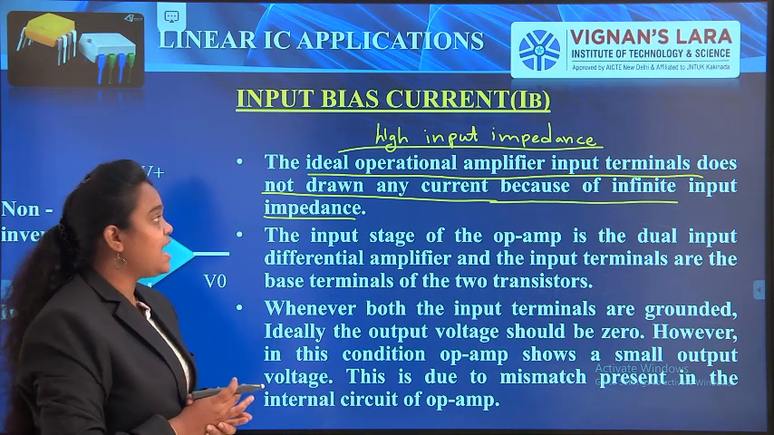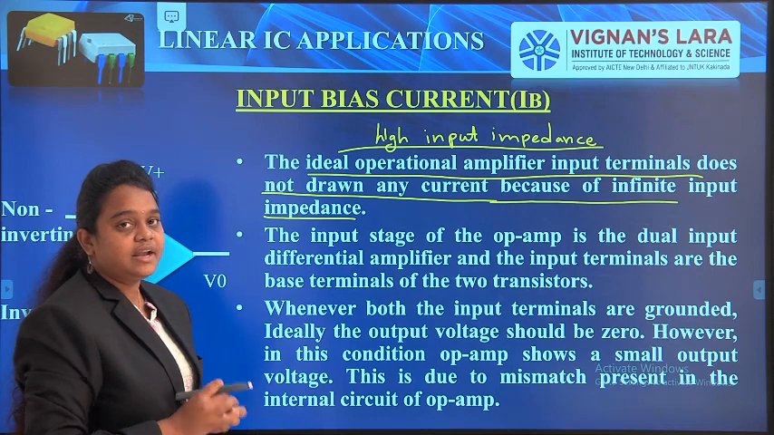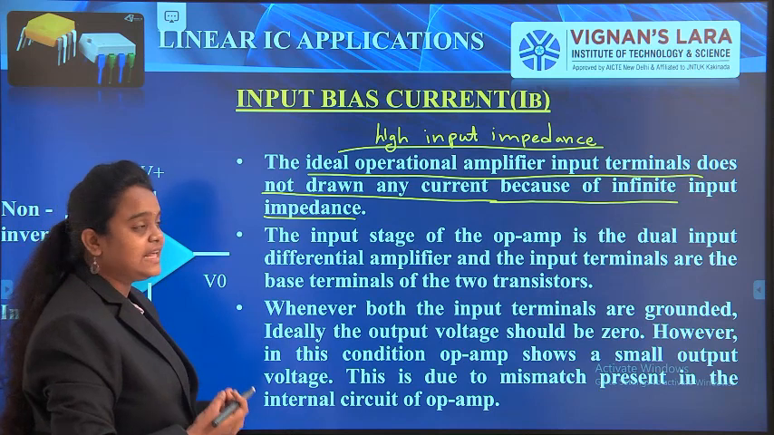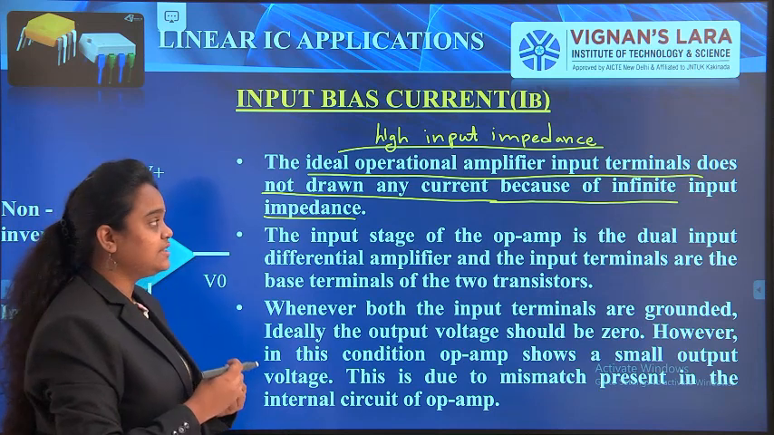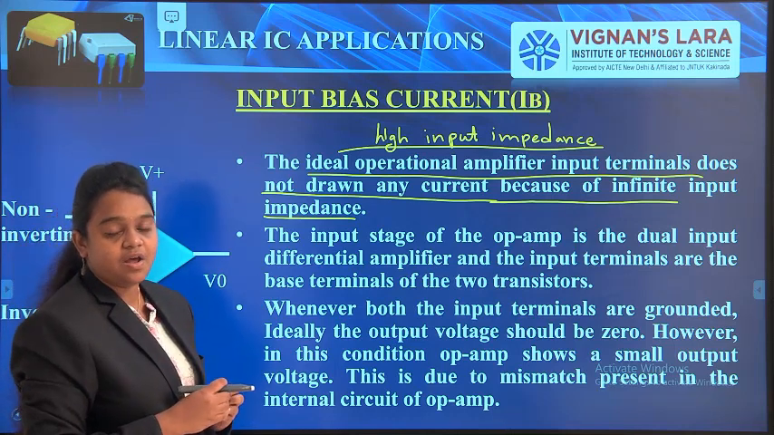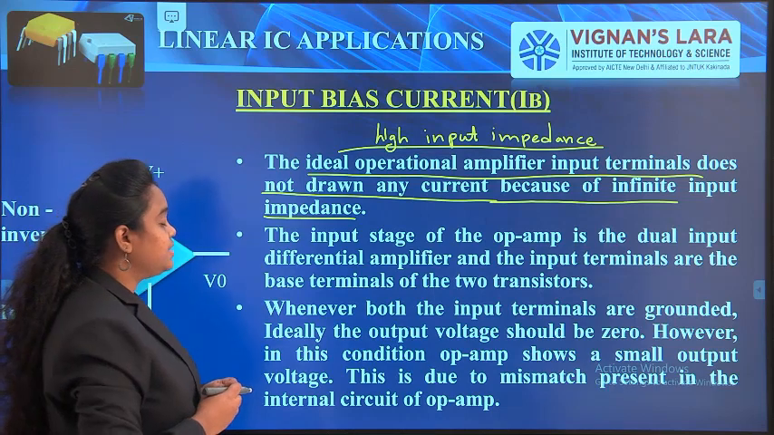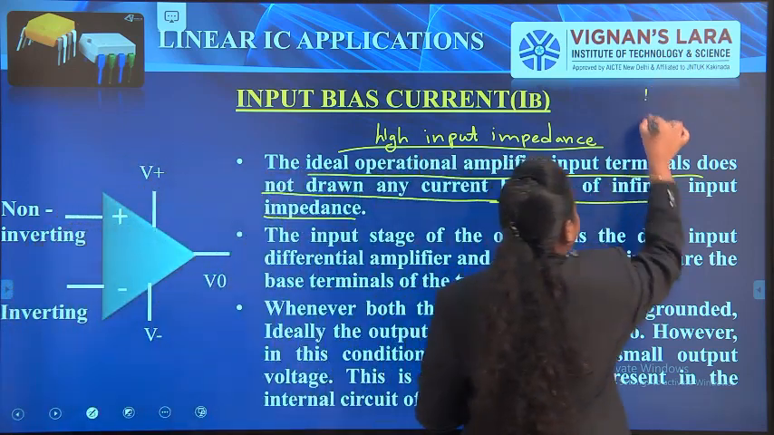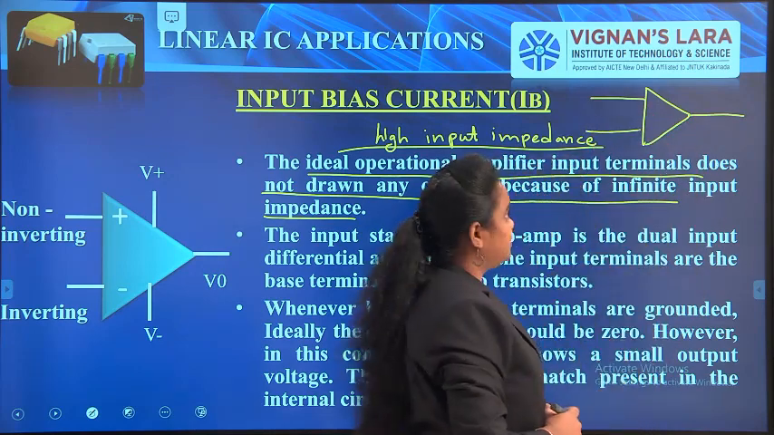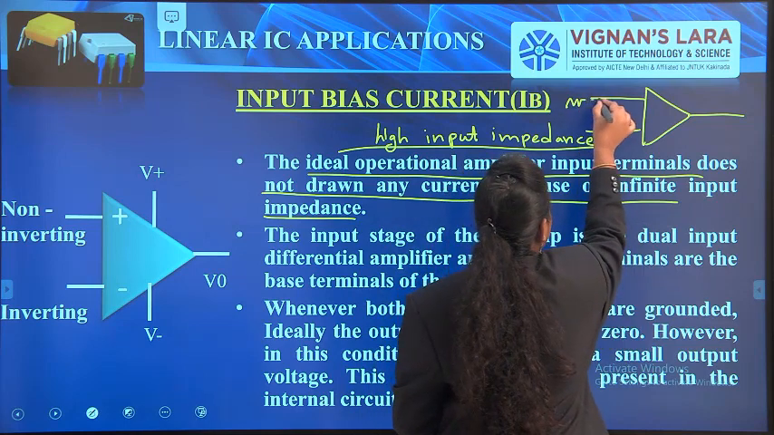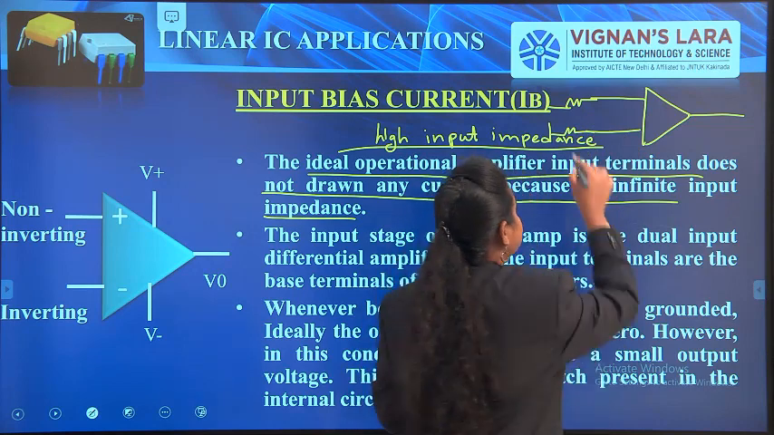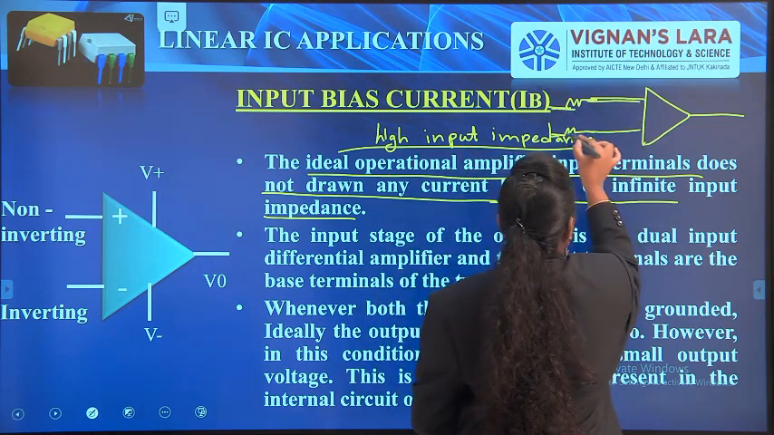That's why we are not getting any current in the input terminals. Why? Because we are using high, infinite input impedance at the internal terminals of the op-amp. This is the op-amp circuit. Here we are using high impedance in the internal input terminals. This is an input terminal.